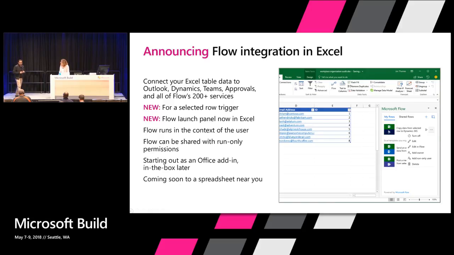What does that mean? In Flow, we have two types of permissions. One, you can add somebody as a co-owner, or you can add somebody as a run-only user. With co-owner permissions, they have full edit privileges, so they can make any changes that they want. With run-only permissions, they have the ability to run the flow, but not edit it.